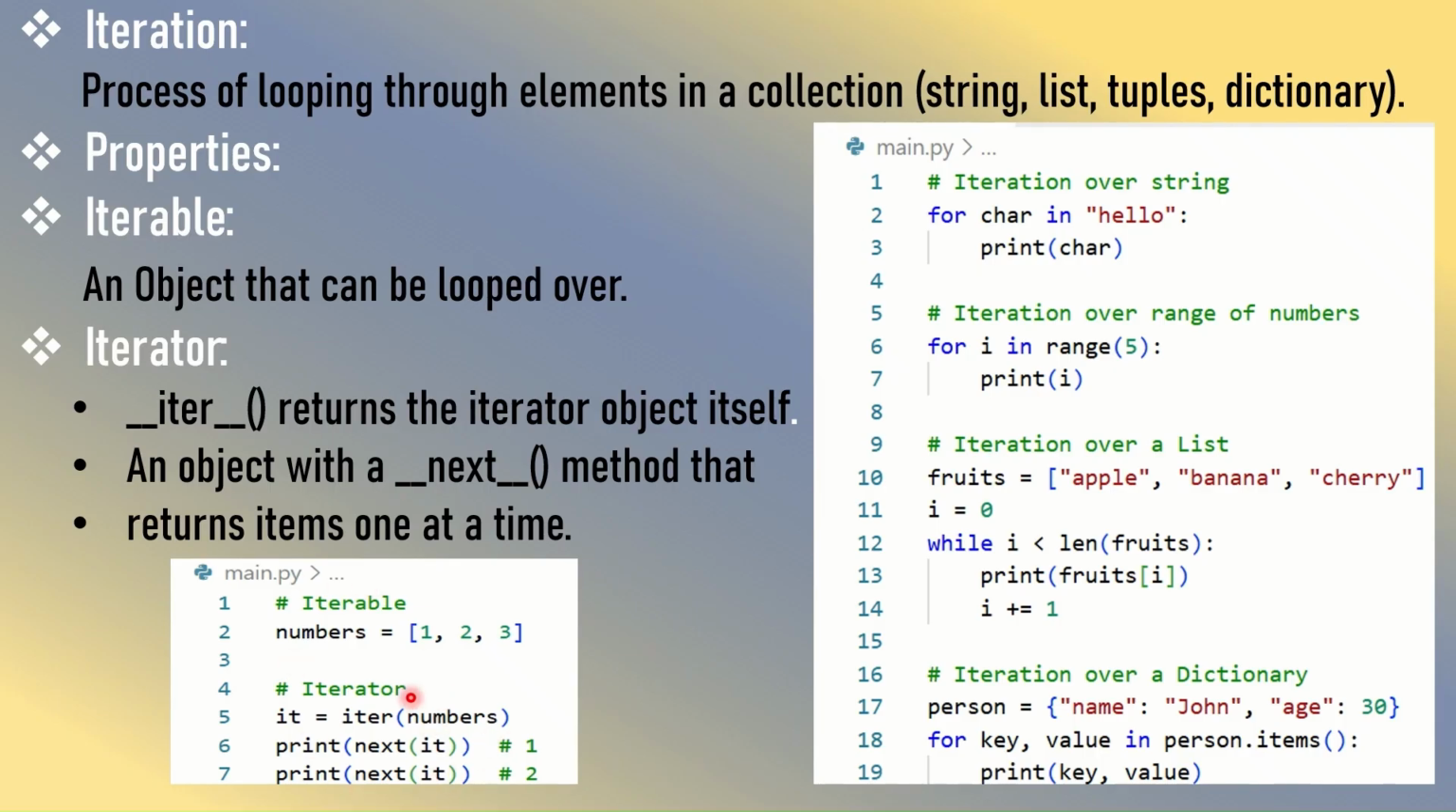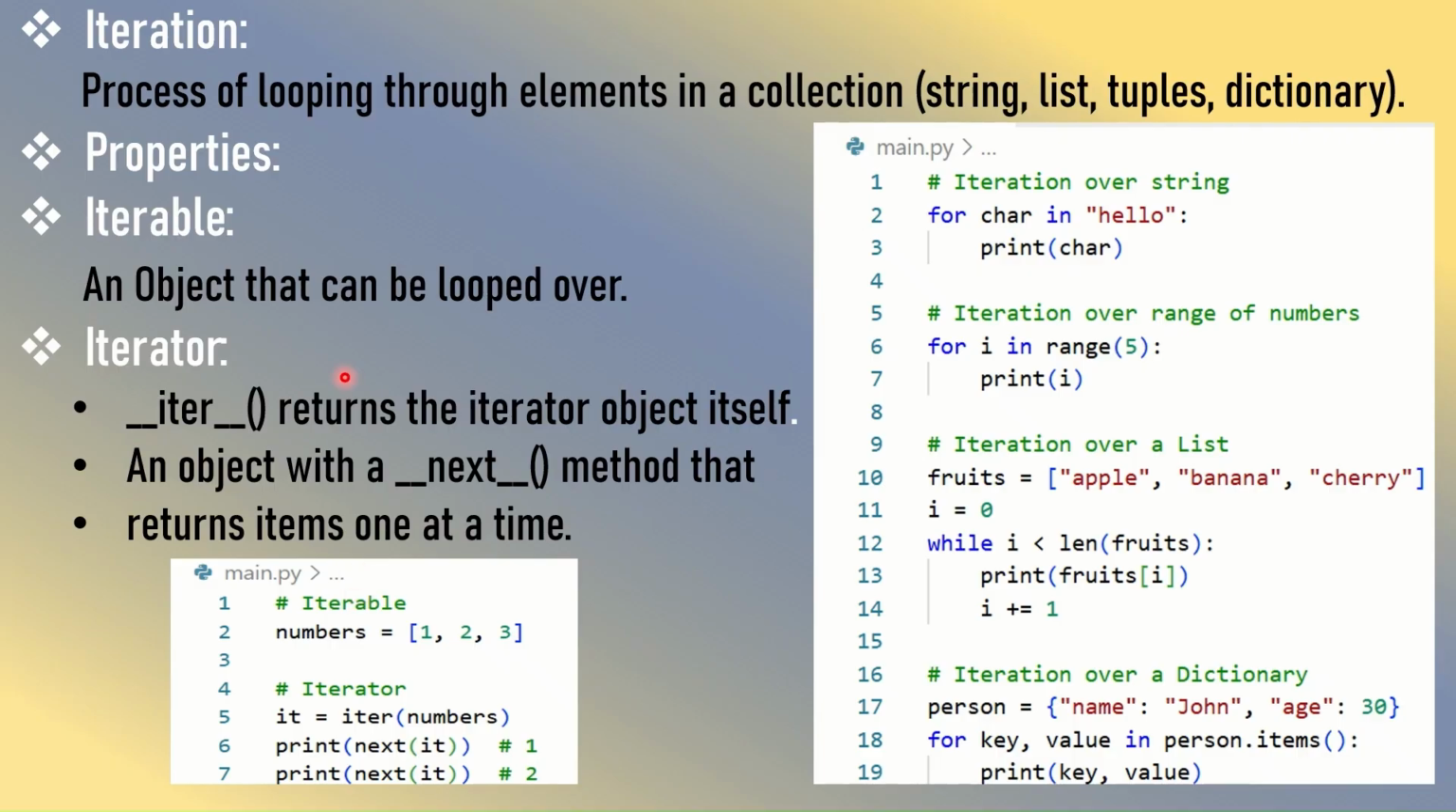So like this, whenever it calls the next method by passing the iterator object, this will return the elements one at a time. Initially it returns one element, next it returns the next element, and so on until that list is terminated.